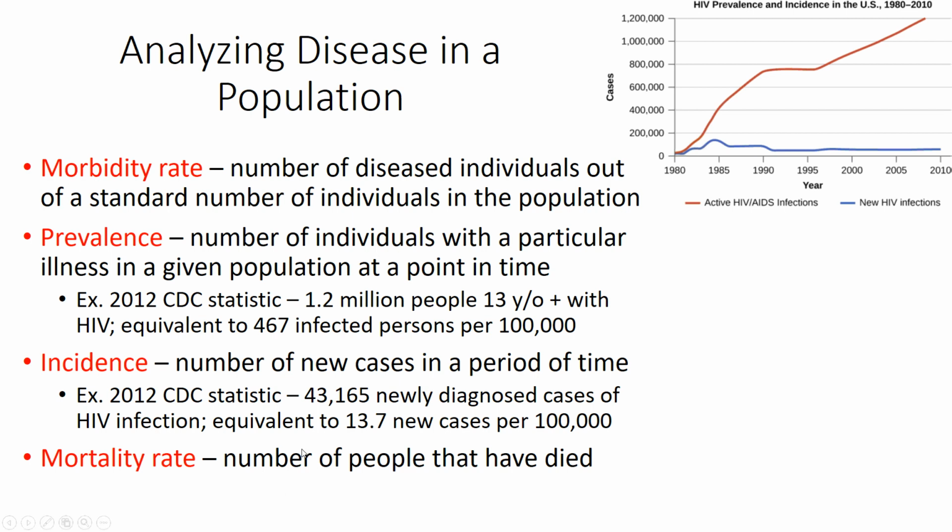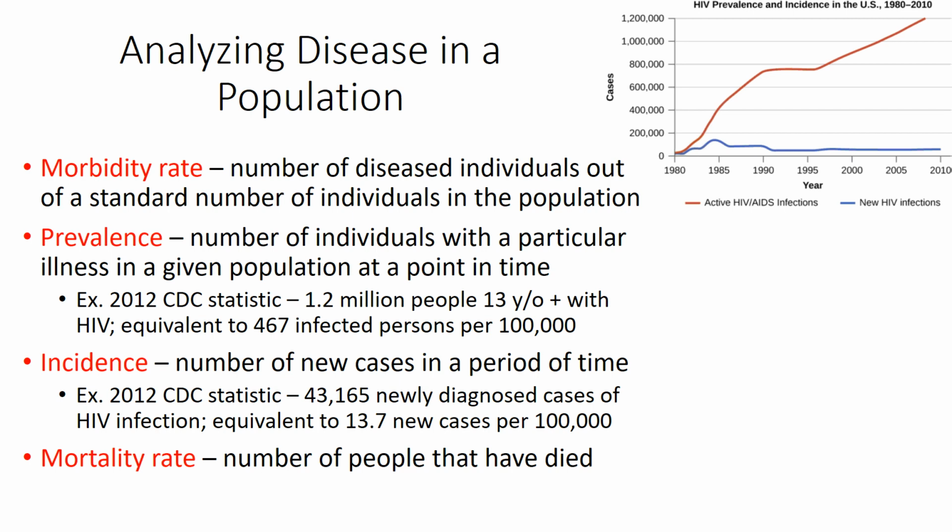So morbidity and mortality can give us some important information, as it can tell us the number of people that are dying versus the number of people that have the disease and survive. What a lot of our healthcare workers use more often are the other two terms on this slide, the prevalence and the incidence. The prevalence is the number of individuals with a particular illness in a given population at a point in time. So the prevalence is going to take into account all particular cases. So that would be new and old cases.